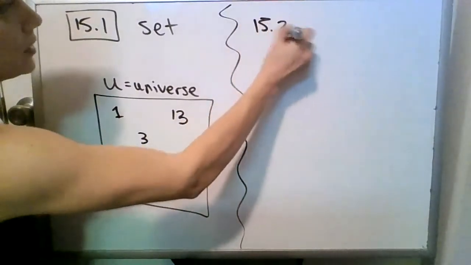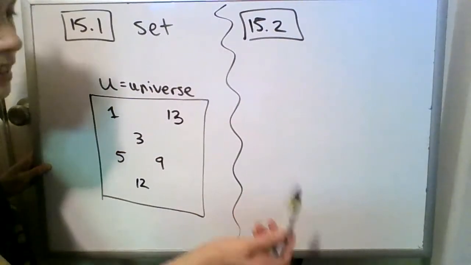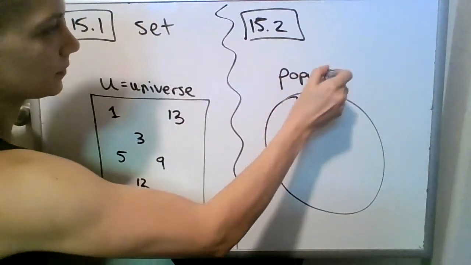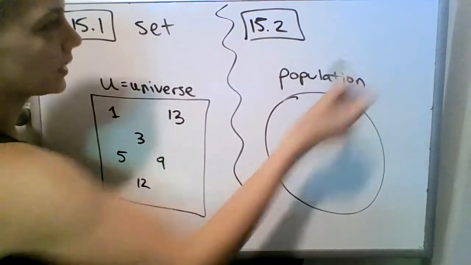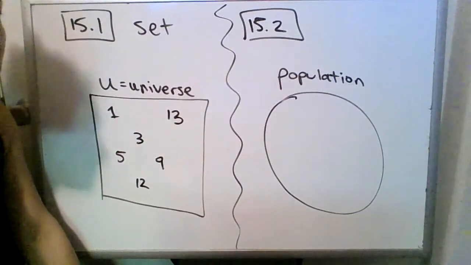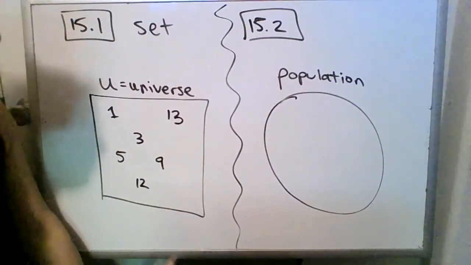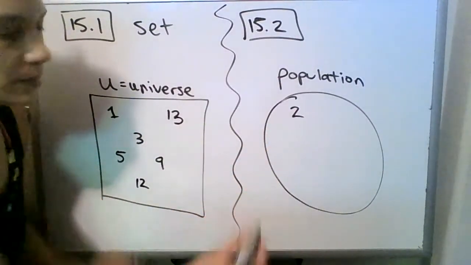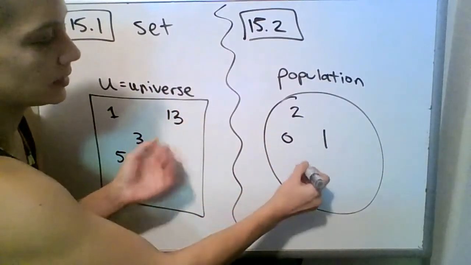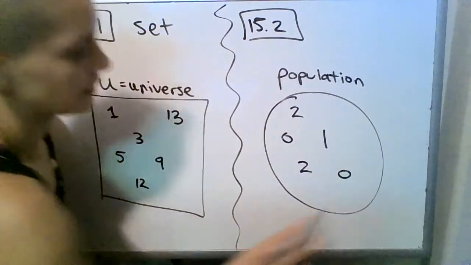In 15.2, we have a population. And in the stats books I've looked at, it's usually a big circle for your population. You're interested in some characteristic from the population, like we had an example where we asked how many cats someone owned. Let's say there are 5 people total. The first person has 2 cats, the next has none, the next has 1, the other has 2, and the last person has, let's say, no cats again.